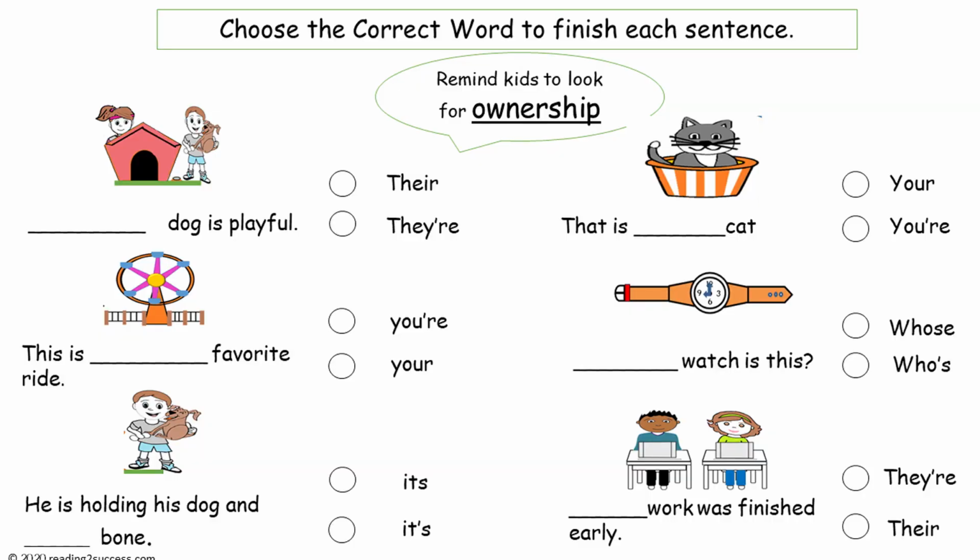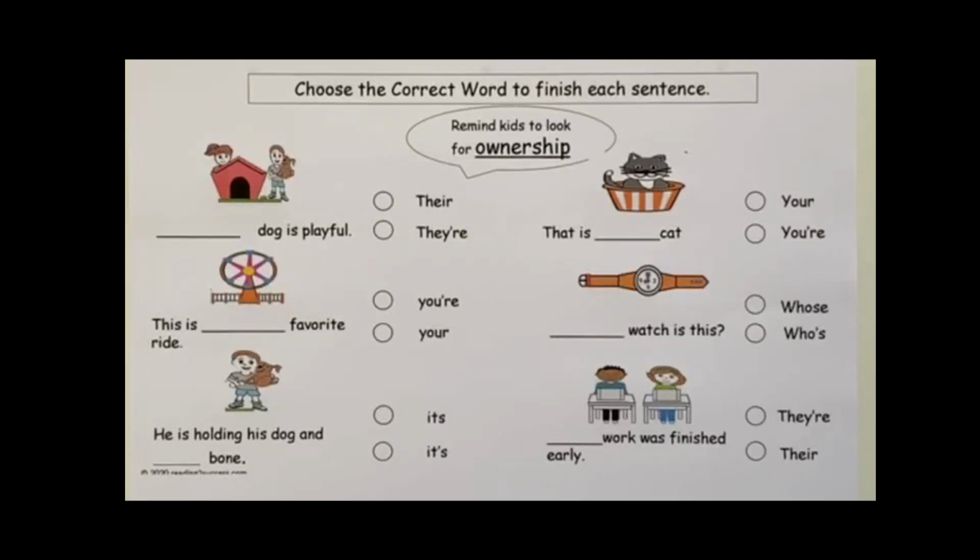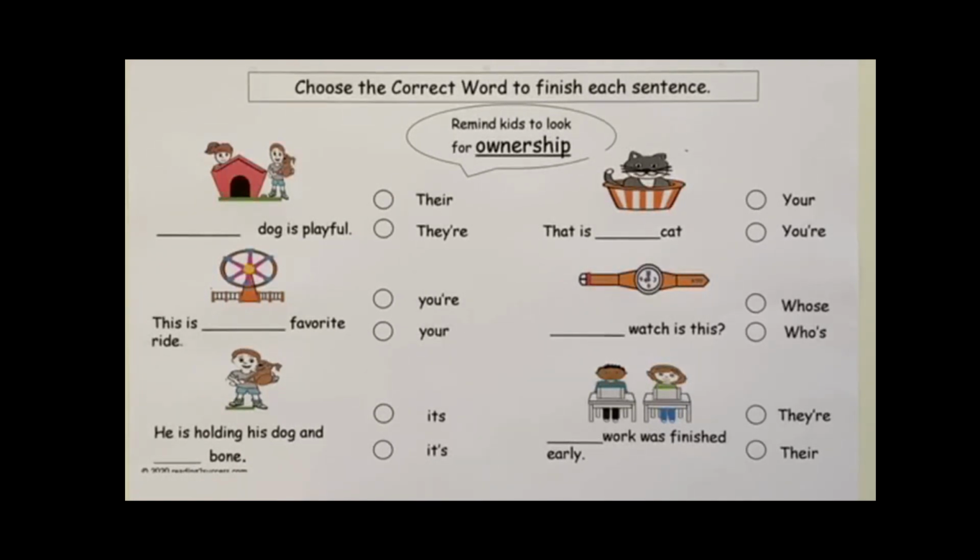Now have kids choose the correct word to finish each sentence. Here is a hint: remind kids to look for ownership. Each example has one homophone that means ownership and one that is a contraction. So let's get started.